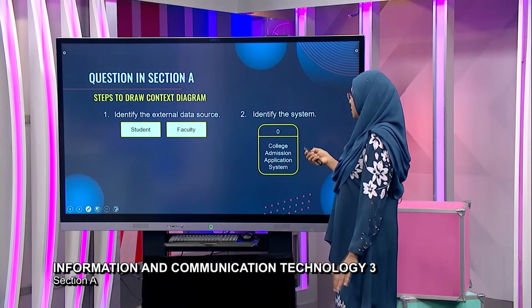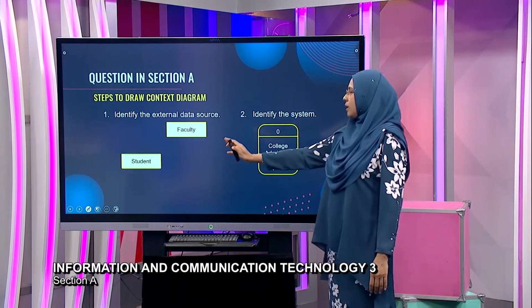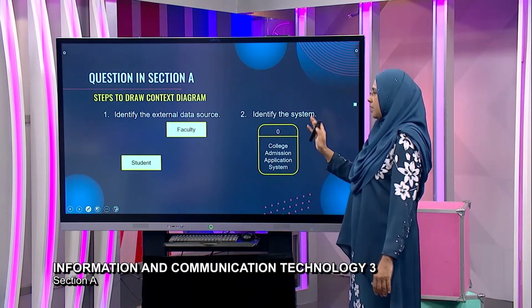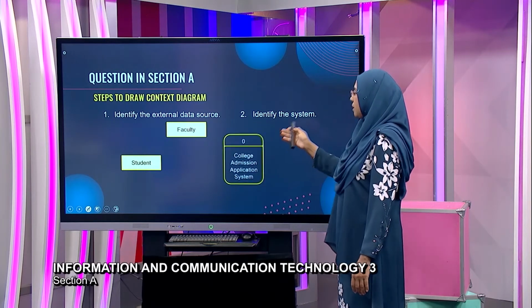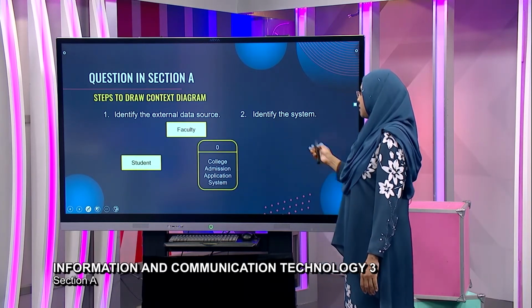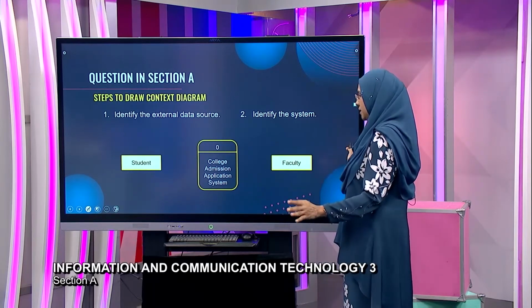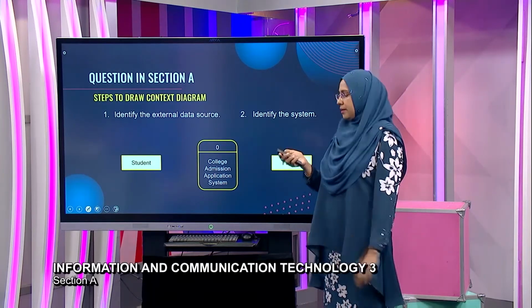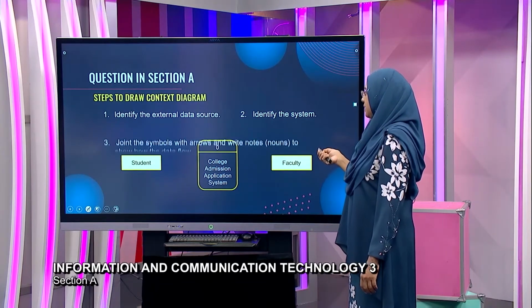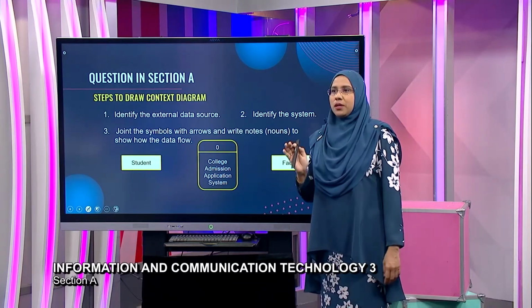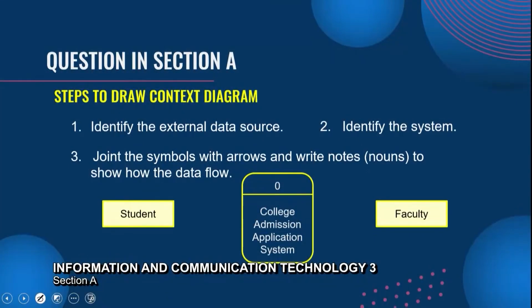Then you have to arrange it. So we follow this arrangement. The first one, the people who send the data. The second one in the middle will be the system, and then the third one will be the other data source. So we arrange like this. Mostly it will be like this. Next, just join the symbols with arrows and write notes. Make sure your notes are in nouns. Don't write in verbs. It must be nouns to show how data flows.